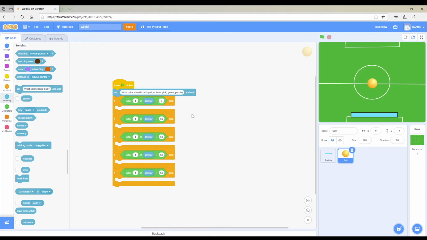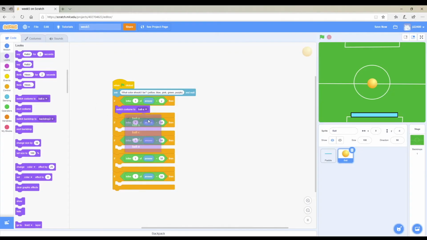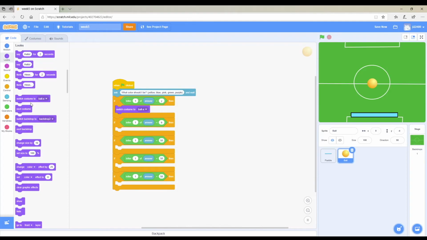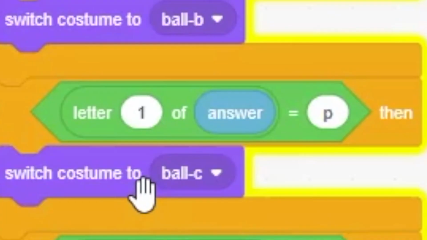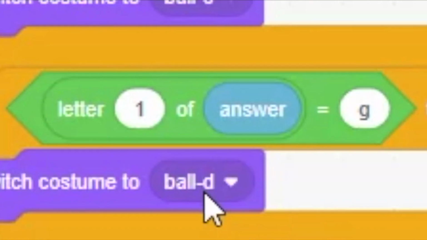First one is yellow. First letter of the response is Y, and they're probably trying to say yellow. Let's switch to the yellow ball. If B is the first letter of the answer, they're probably trying to say blue. So let's switch the costume to ball B, which is the blue one. First is P, maybe it's pink. If the first letter is G, they're probably saying green.